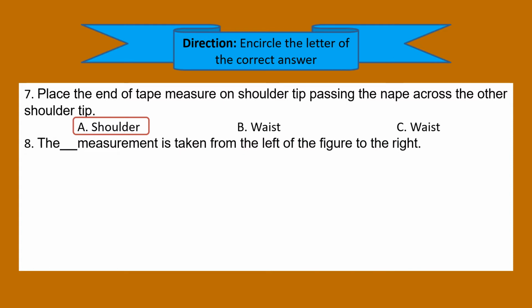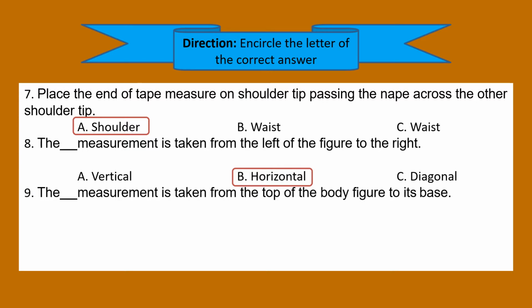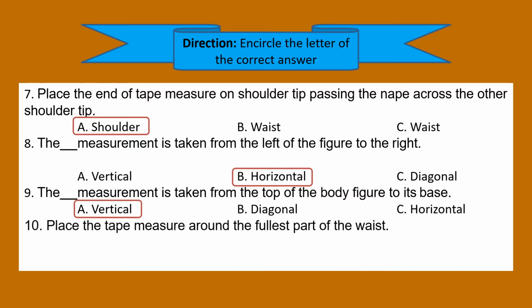Number 8. The blank measurement is taken from the left of the figure to the right. Is it A, vertical, B, horizontal, C, diagonal? So the correct answer is horizontal, left of the figure to the right. Next, number 9. The blank measurement is taken from the top of the body figure to its base. Is it A, vertical, B, diagonal, C, horizontal? The correct answer is letter A, vertical measurement.